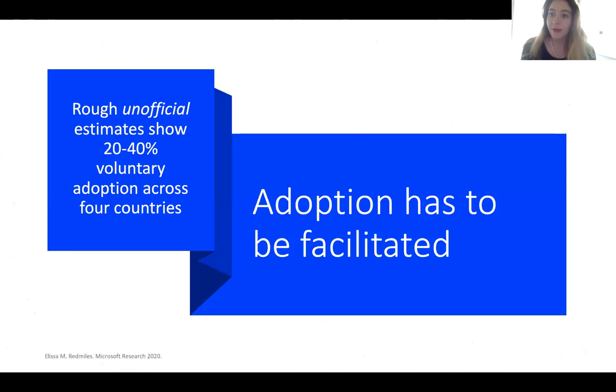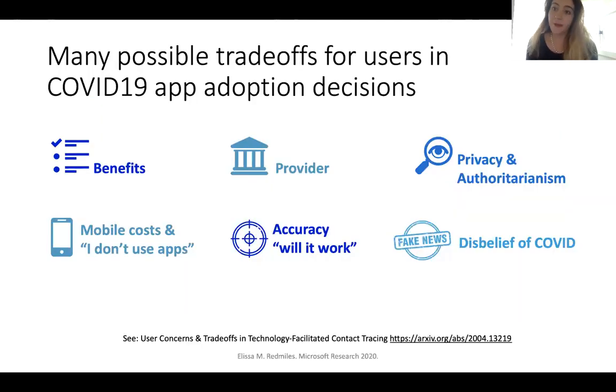And so adoption is really something that we need to facilitate and encourage and understand, what are people's considerations when they're deciding whether to adopt, and how might we best be able to address those considerations in advertisements, in app implementations, as well as in sustained use of the app. And so to give a brief overview of the kind of trade-offs that users might be considering when they're deciding whether to enable a COVID-19 app, I'll summarize these briefly here.